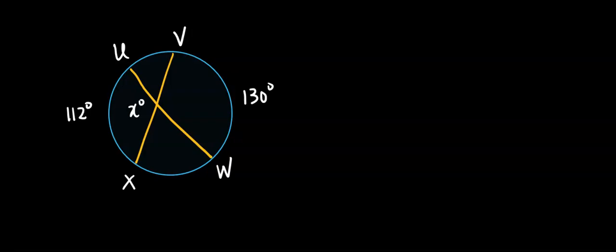Let us continue. This time, it asks us to find the value of x. Let us look at the diagram. We have chord UW and chord VX. They intersect at one point, and the arcs say arc UX is 112 and arc VW is 130.